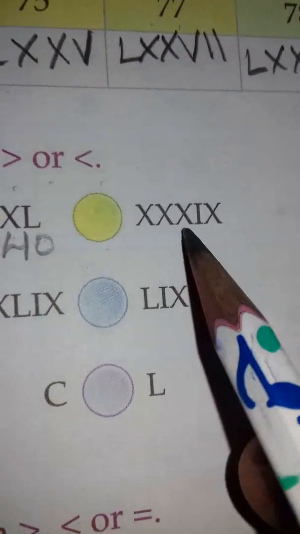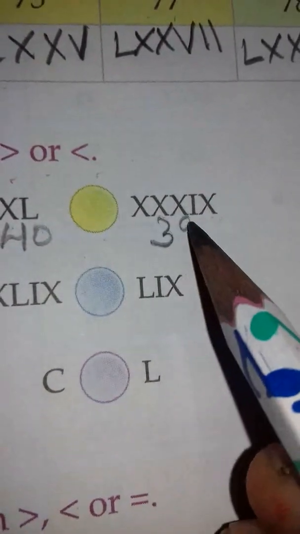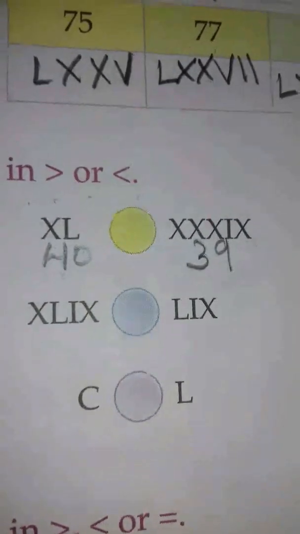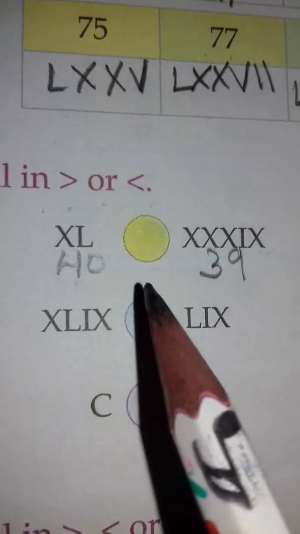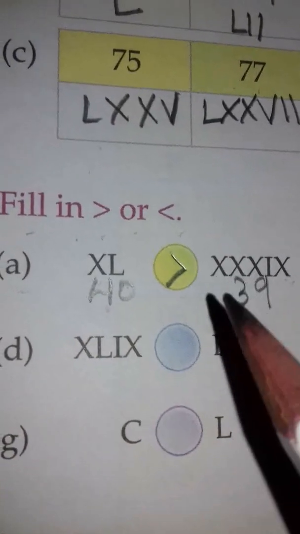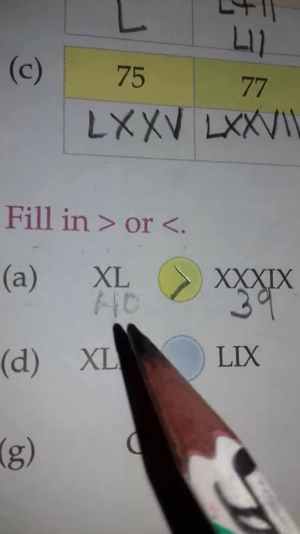Now 3 times X, IX. So what does this symbol denote? Yes, very good. 3 times X means 30 and IX means 9. So it comes 39. Now one side it is 40, one side 39. So which one is the greater number? XL. So we will put the greater symbol towards XL.